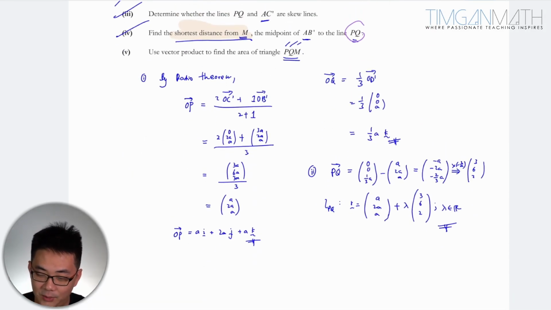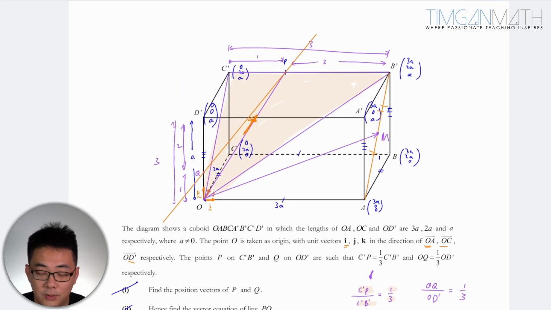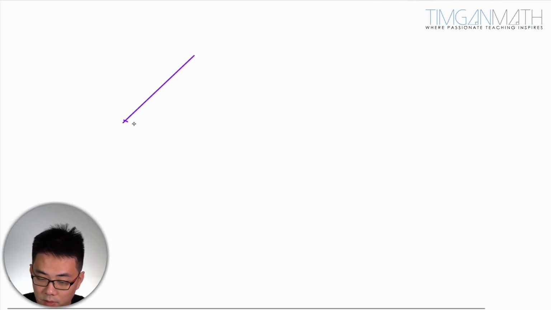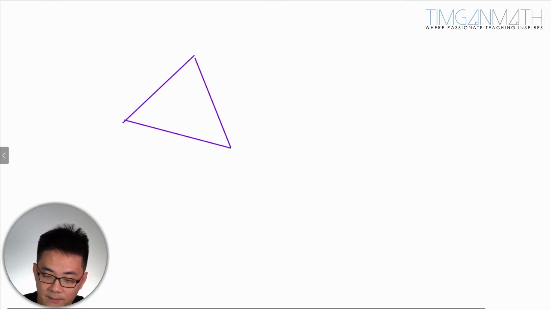It's not difficult, because we have all the position vectors of P, Q, M. Same thing, try not to visualize from this cuboid. It's going to be very confusing. What you actually need are just the 3 points. So I'm just going to list down the 3 points out. So here, what I need is the 3 points P, Q, M.